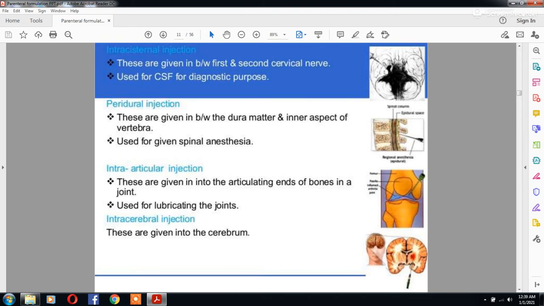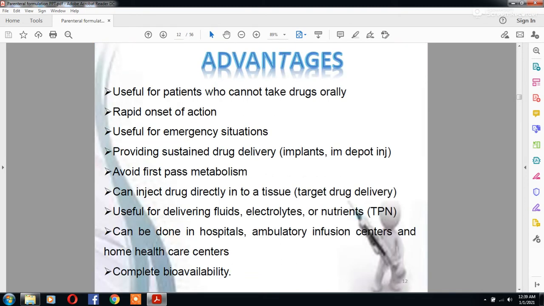Intracerebral injection. In intracerebral injection, these are given into the cerebrum. Now there are some advantages of parenteral dosage forms. It is useful for patients who cannot take drugs orally. There is rapid onset of action, and it is useful for emergency conditions. It provides sustained drug delivery through implants and supports injections like implants and IM depot injections.